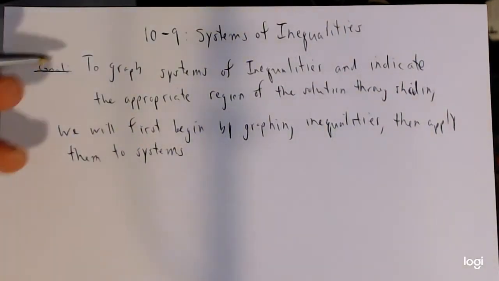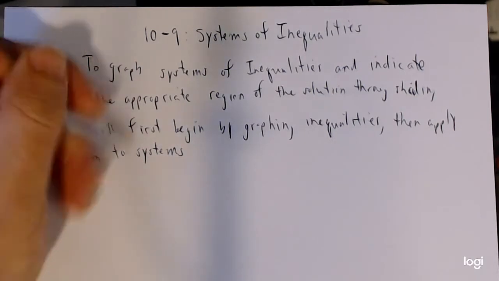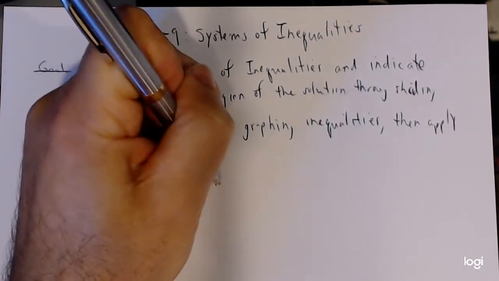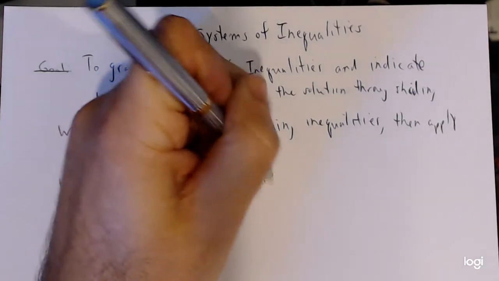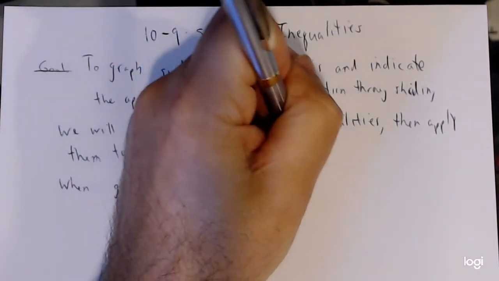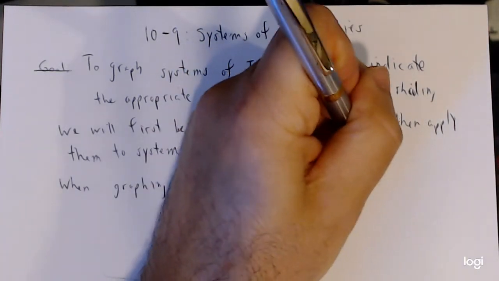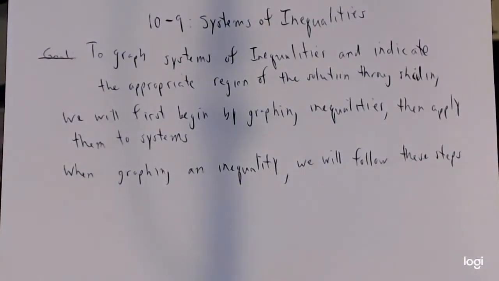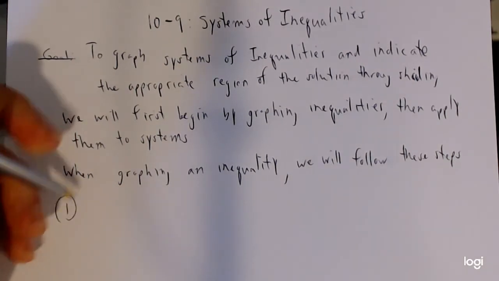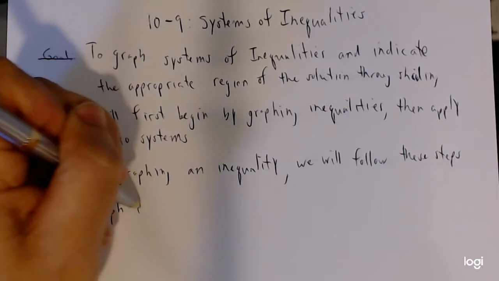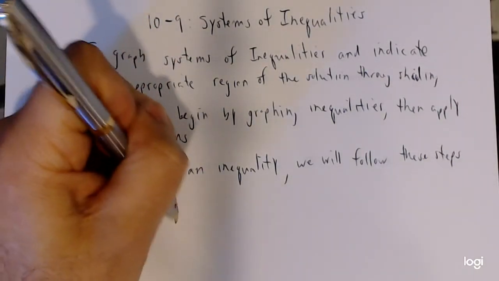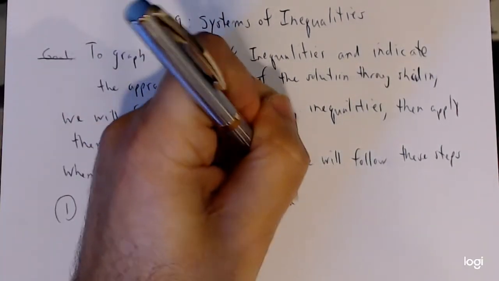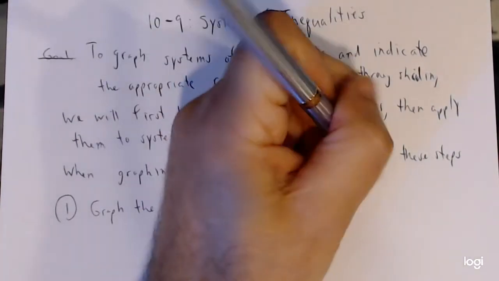So before we do that, let's talk about the steps. When graphing an inequality, we will follow these steps. The steps we're going to be following are two steps, and they're pretty straightforward. We're going to start off by saying, graph the equation that's related to the inequality.